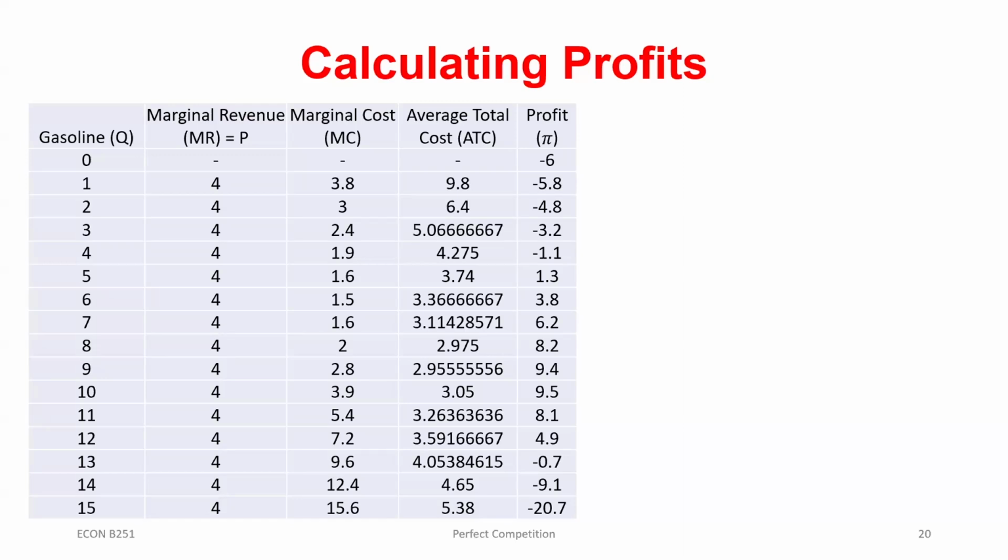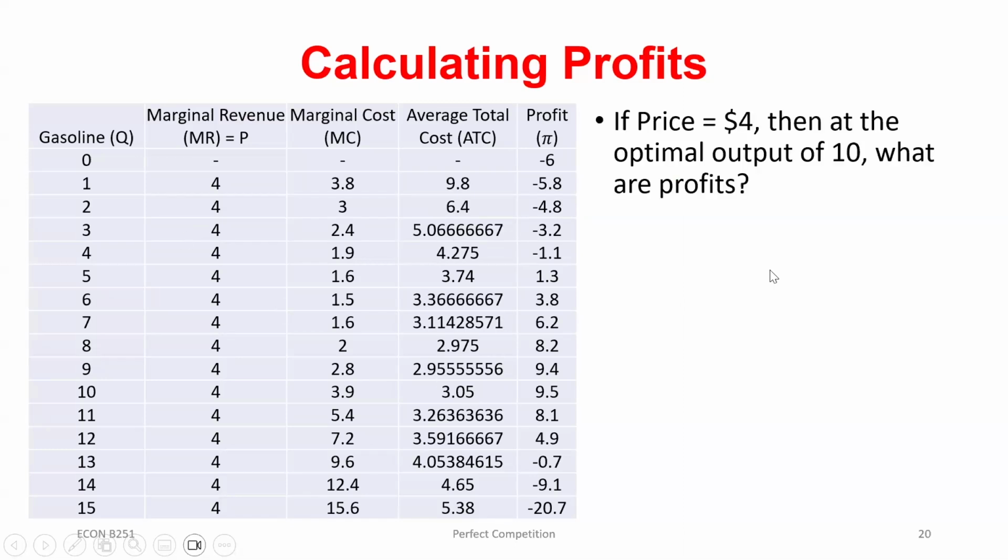Now, if I wanted to calculate my profits, I look at the difference between my price and my average total cost, and I multiply by the quantity I'm producing. So here, 4 minus 9.8 is negative 5.8, times 1 is negative 5.8. The difference between price and average total cost here is negative 2.4 times the number of units I'm selling. 2 would give me negative 4.8. It's negative since the average total cost is above price. And then I just keep going through doing that all the way down.